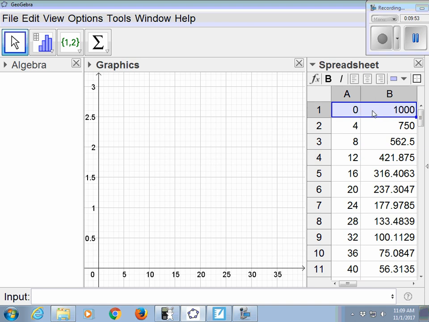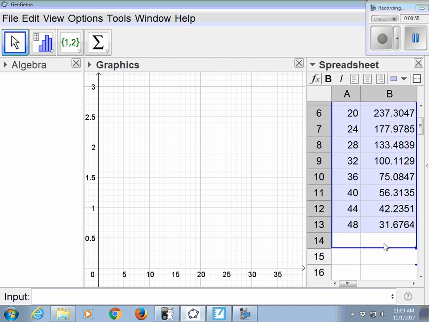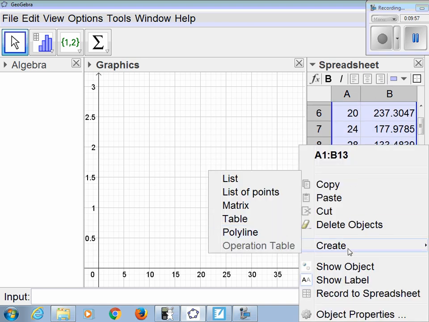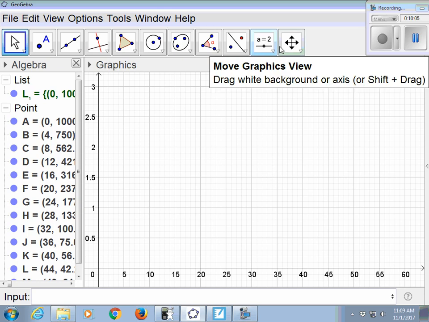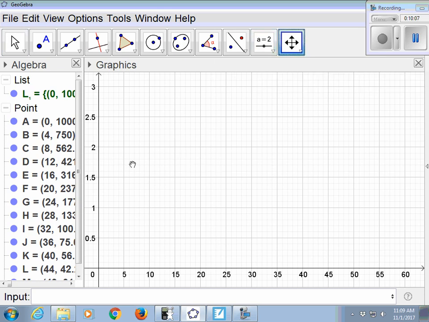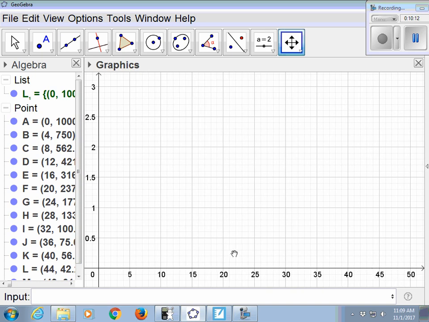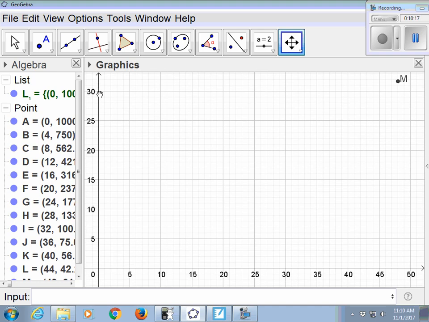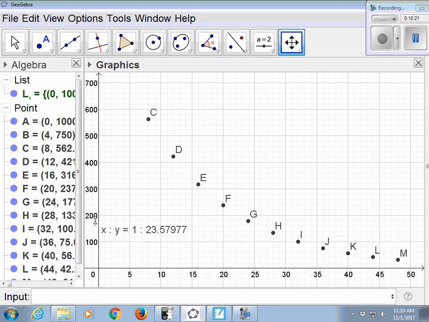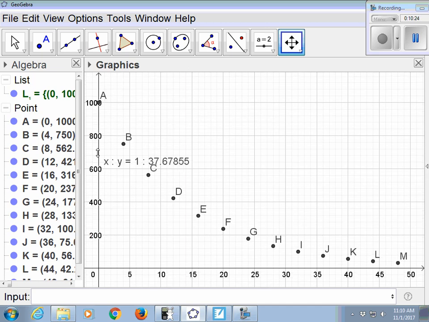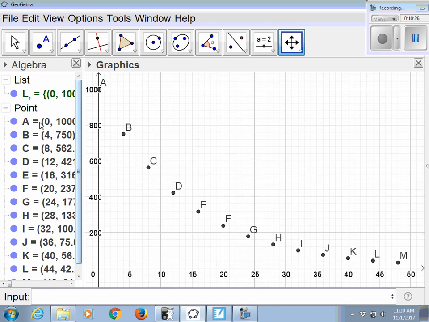Now I want to plot these points, so I'm going to highlight all of them. Create list of points. I can't see them because I don't have a great window. I'm going to close my spreadsheet at this point so I can see more of my graph. And then let's see, my x values go from 0 to 48, so I want to make sure x shows that. And then my y values start at 1,000 and get smaller, so I need to make my y much larger here. There we go. There's all my points.